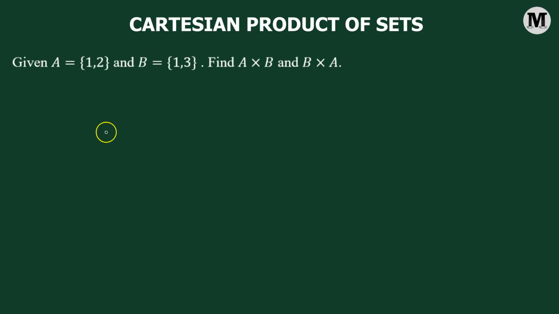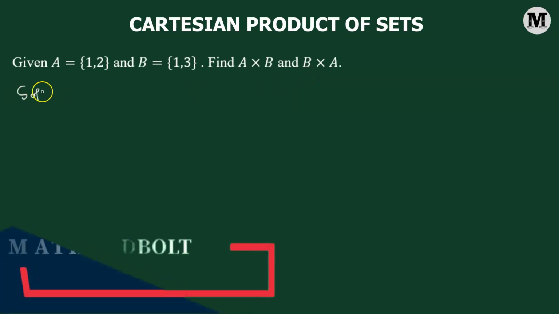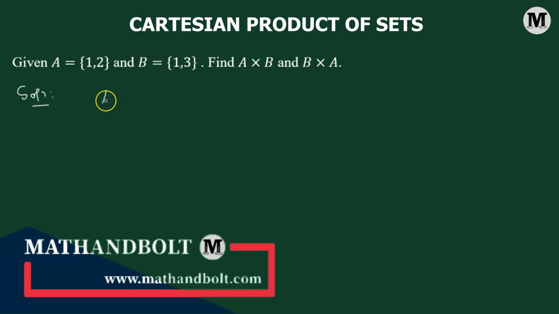So here we have two sets A and B. We need to find out the Cartesian product of A and B as well as B and A. Okay, let us begin. So here, let's first try to find out the Cartesian product of A and B.